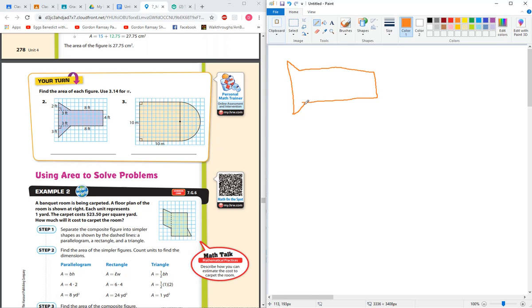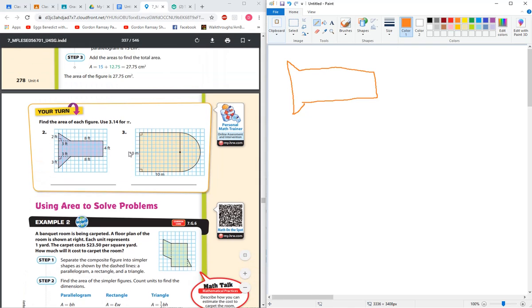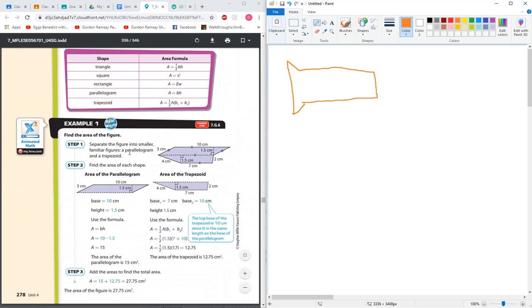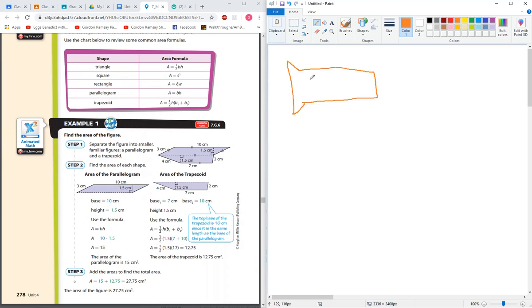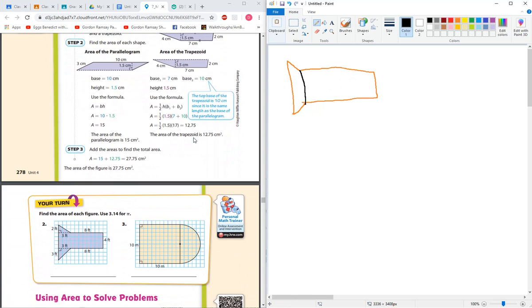So right off the bat, this is a really weird looking figure, but I can cut it into parts that I know that I can make. So I'm going to cut this into a trapezoid. Actually, I'll use a different color to show you where the cuts are. So I'm going to cut this into a trapezoid right here. So this right here now is a trapezoid, and this right here is a rectangle. Now it might not look like it, but it is.